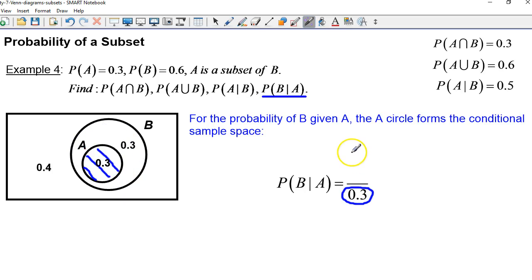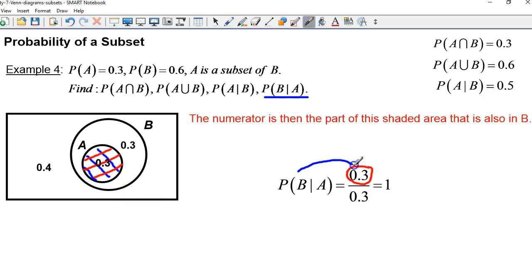If we reverse it, the probability of B given A, then the A circle forms the conditional sample space, so that would be 30%. So we'll shade that. And then the numerator is going to be the part of the shaded region of A that's also in B. So everything in that blue is also in B, so that's going to be 30% out of 30%, or 100%. So another way of saying that is, given that A has occurred, there is a 100% chance that B has also occurred, because A is completely inside of B.